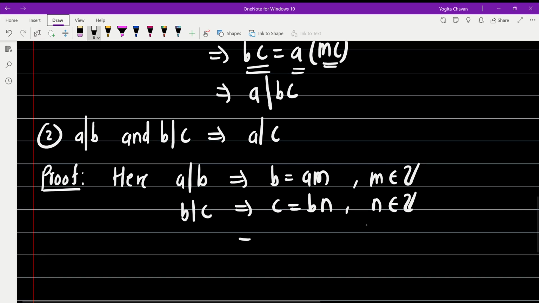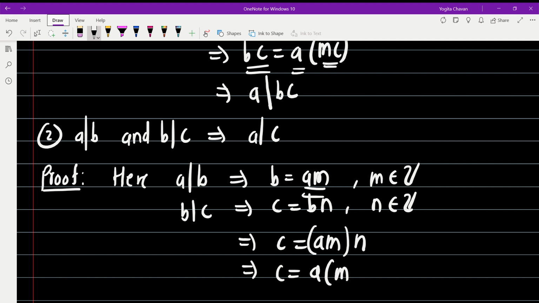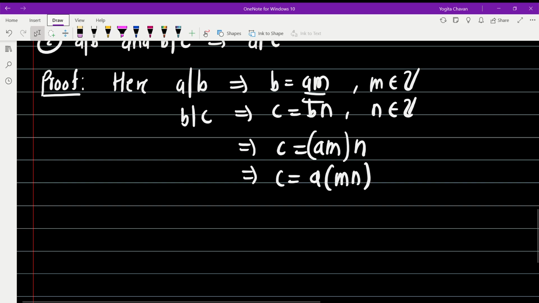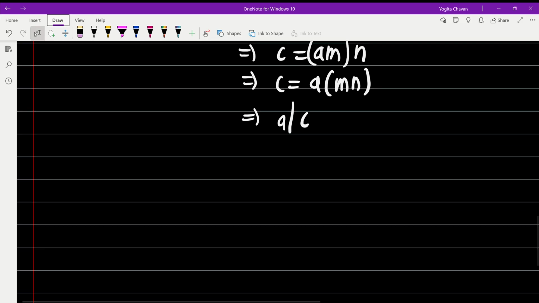Now C is equal to B into n, but what is the value of B? B is equal to A into m, so this is the value of B, and into n. So this implies C is equal to A into m into n. Now m is an integer, n is an integer, so m into n is also an integer. C is equal to A into some integer. This implies A divides C. So A guaranteed divides C. So second property done.